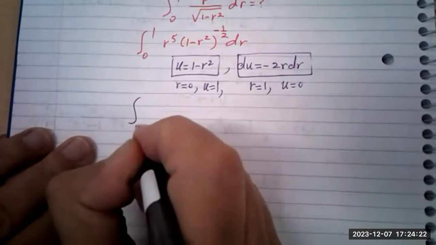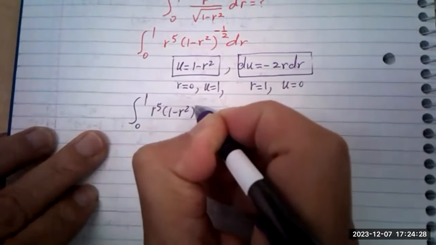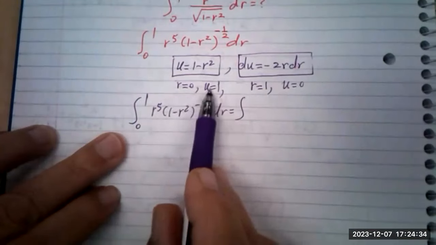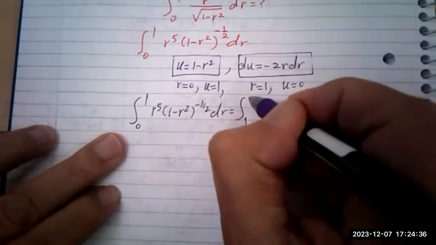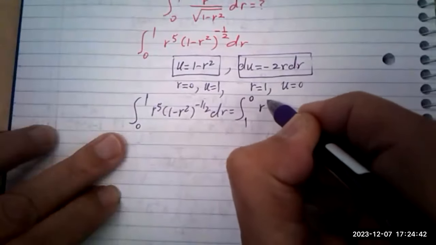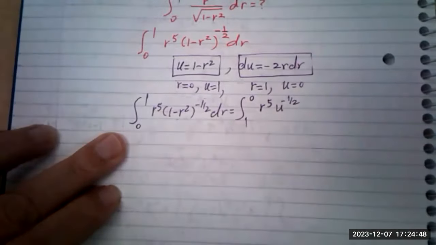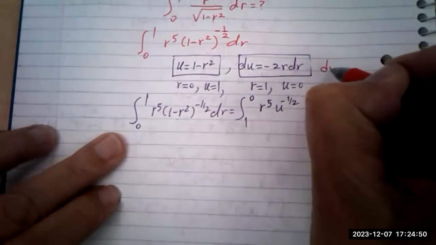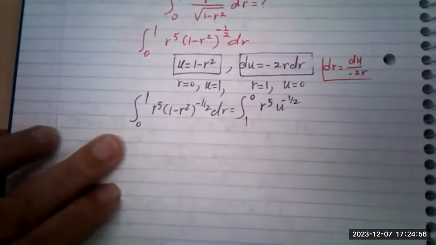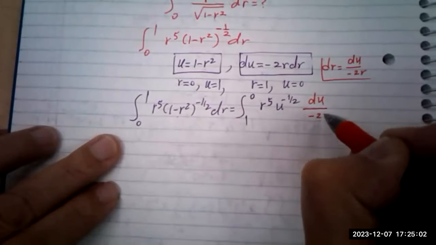So the integral from 0 to 1, the original one, r to the fifth, 1 minus r squared to the negative 1 half dr, would be changed into the integral from, when r is 0, u is 1, to u equals 0. Now r to the fifth, you don't have anything for it. So 1 minus r squared can be u to the negative half. You need the dr, sorry, I forgot to get the dr here. So dr is du over negative 2r. So that gives you du over negative 2r.